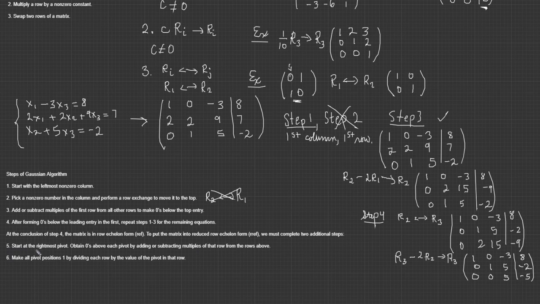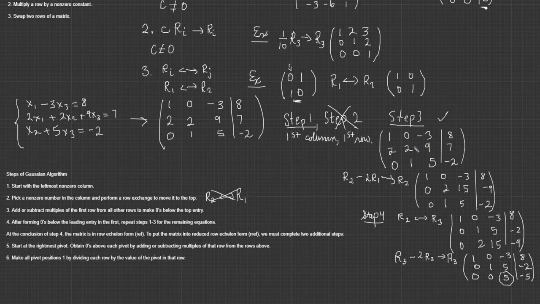So for step 5, we're going to start at the rightmost pivot. And remember that the pivot means the first non-zero entry in the row. So in this case, our rightmost pivot would be the 5. And we want to obtain zeros above each pivot by adding or subtracting multiples of that row from the rows above. So basically we want to zero out this 5 and this negative 3. We want all zeros above this pivot in this last row.